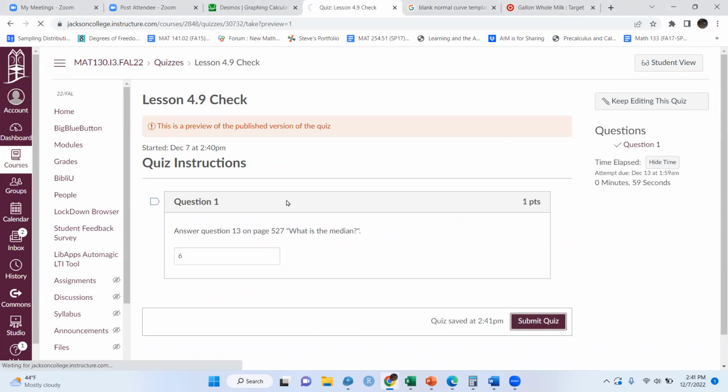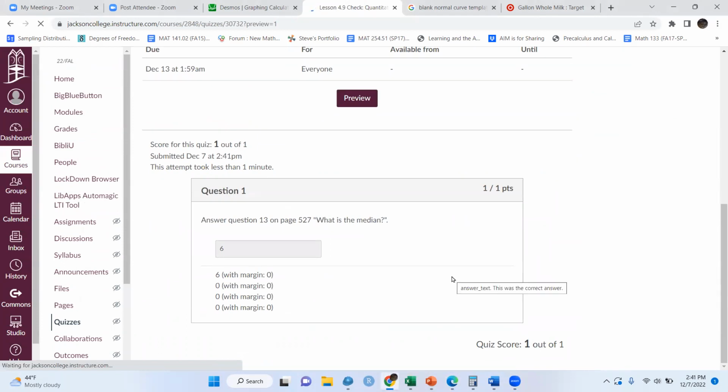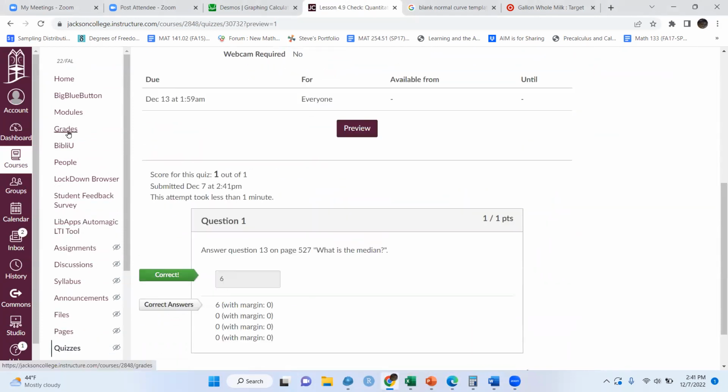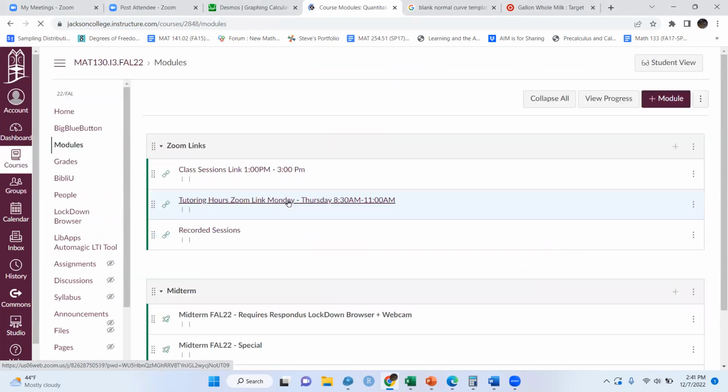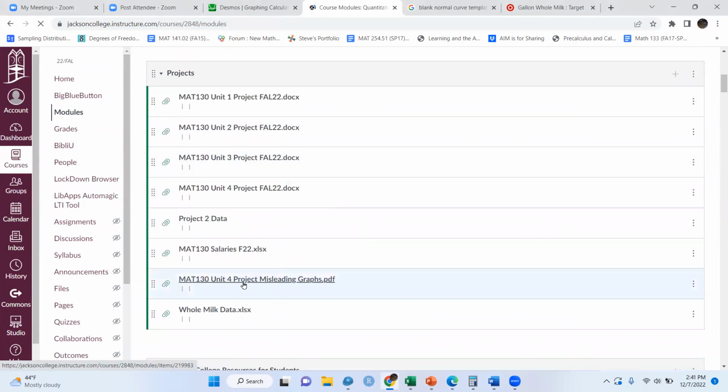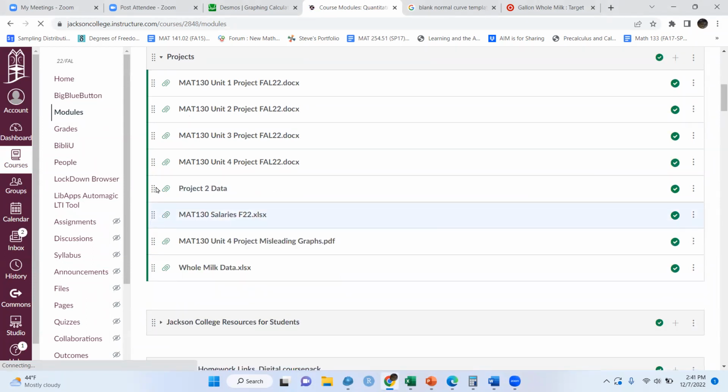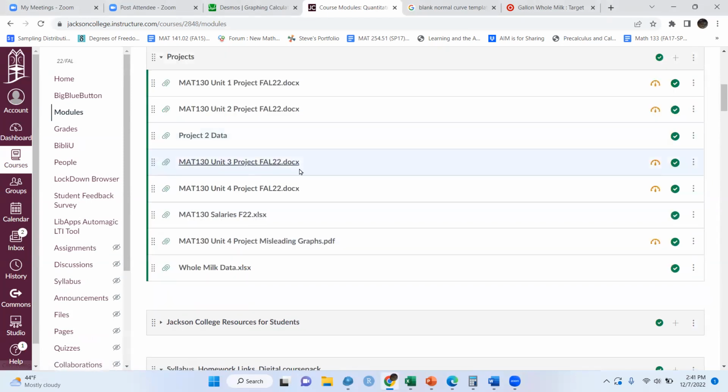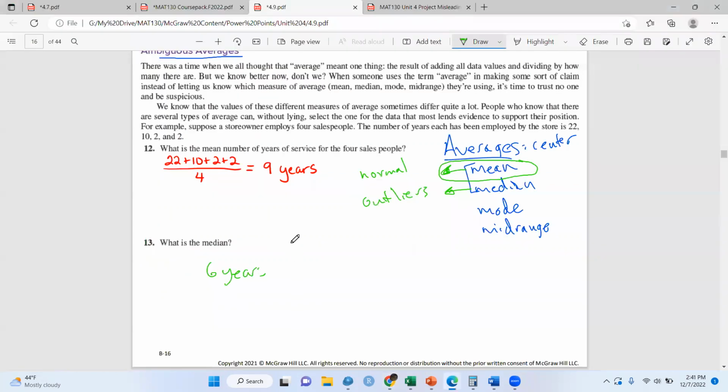Real quick while we're here, the answer to the lesson check is 6 from page 527, and then here, Mike, I'll show you where that's coming from. The misleading graphs PDF. I should just put this project 2 data up here. There. Lesson check 4.9. Median of 6. Okay, that's it.